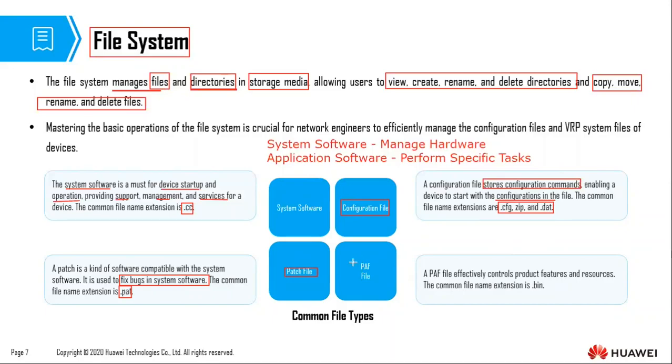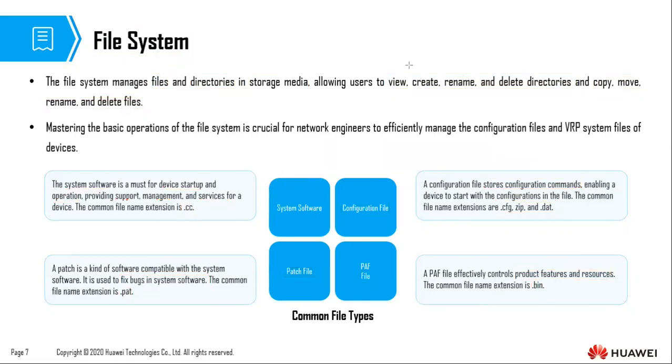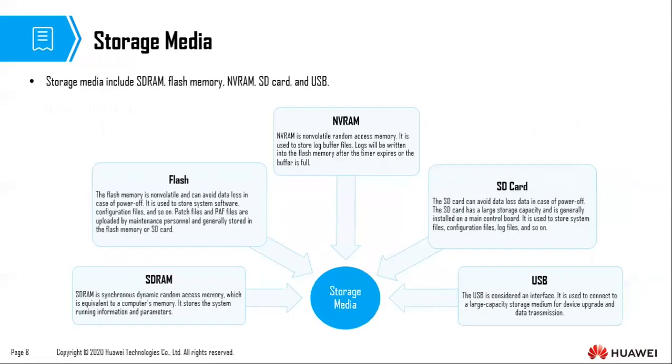Then the last type of file is what we call the path file. The path file controls product features and resources. They normally end with a .bin. Path files are specifically used for update and upgrade, most of the time, of the system software. So those are the 4 types of files that we're looking at here. But your router will have other important files, such as the license files, which you might also need to upload in order for your device to work. So don't forget about the license file too.